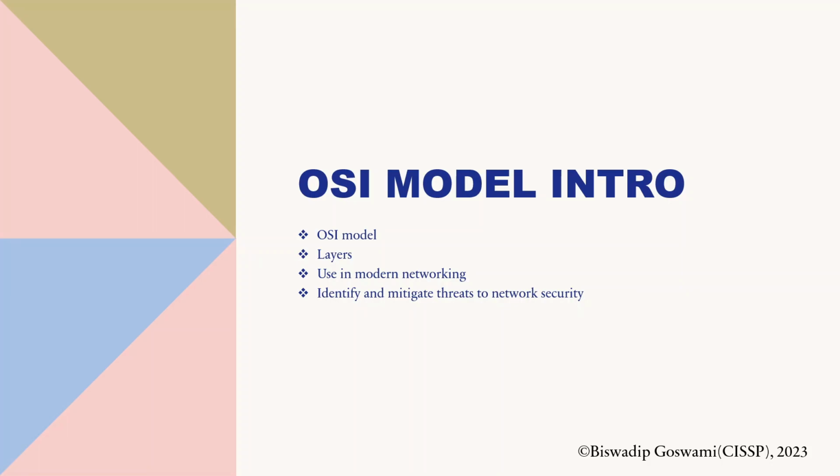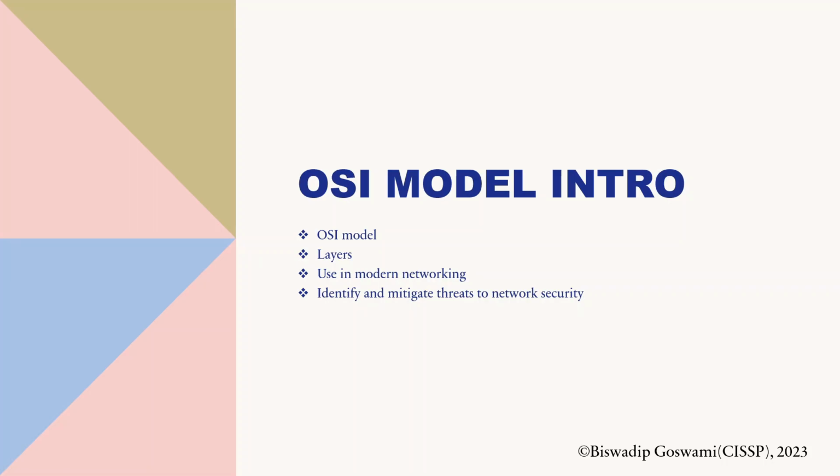Attacks on the network layer can involve IP address spoofing, routing attacks, or network reconnaissance, while attacks on the transport layer can involve TCP/IP hijacking, SYN flooding, or port scanning. By understanding the different layers of the OSI model and their associated threats, cybersecurity professionals can better design and implement security measures to protect their networks.